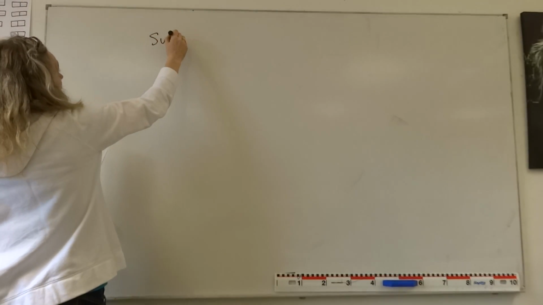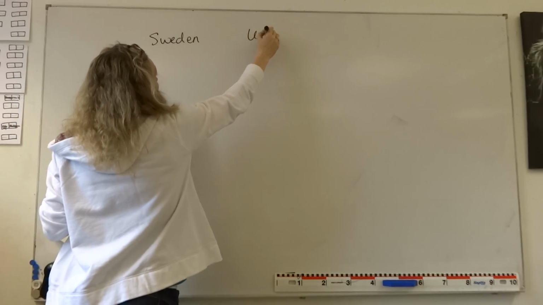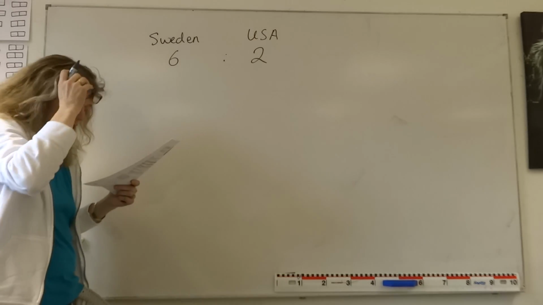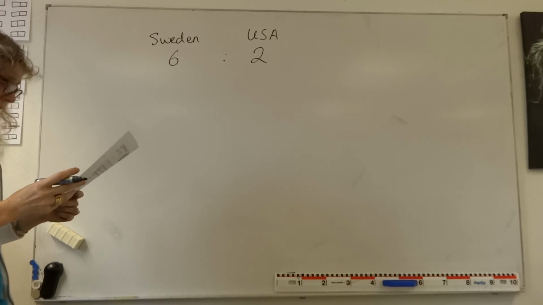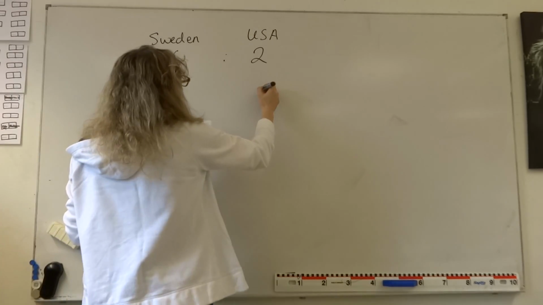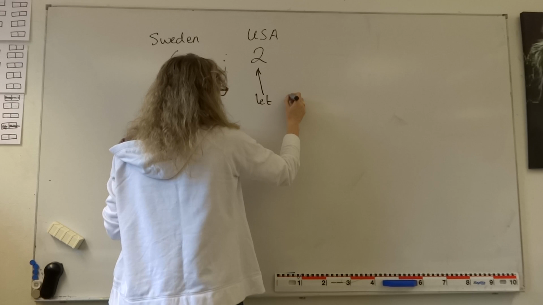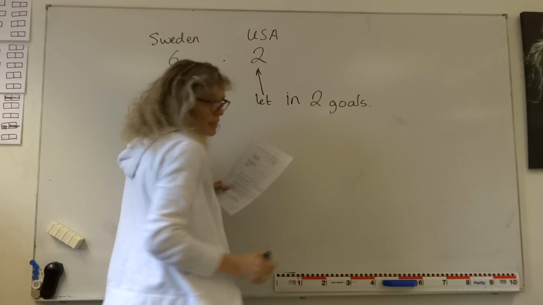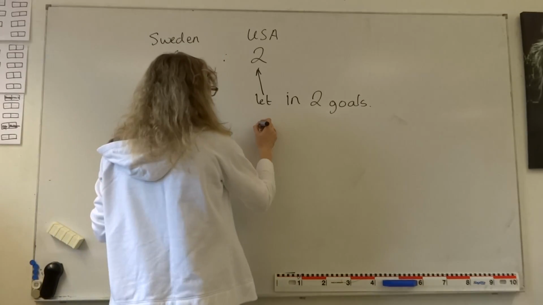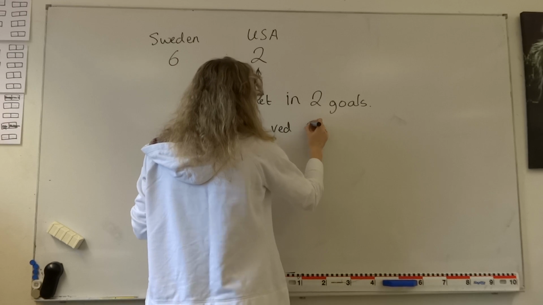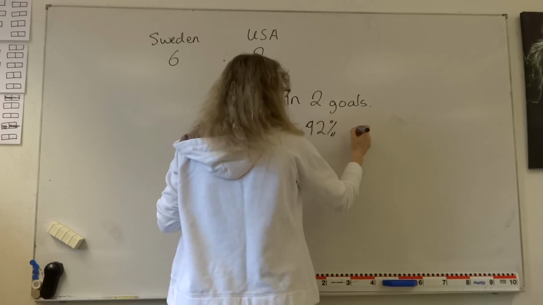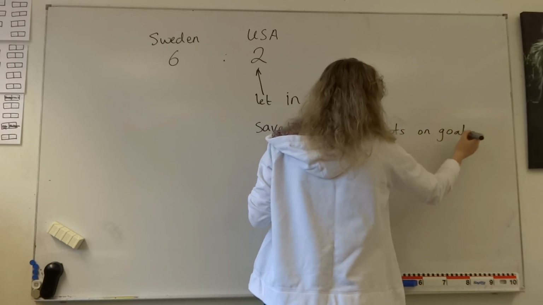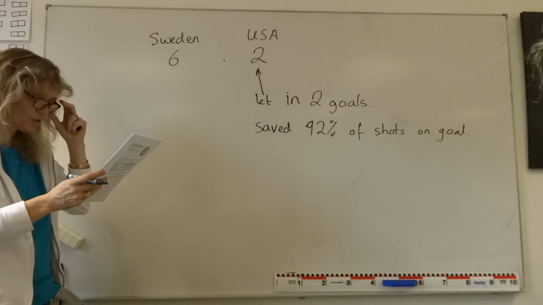Sweden against America in ice hockey. Sweden got 6 goals and America got 2 goals. And so the Swedish goalie let in 2 goals. But he actually saved 92% of shots on goal.